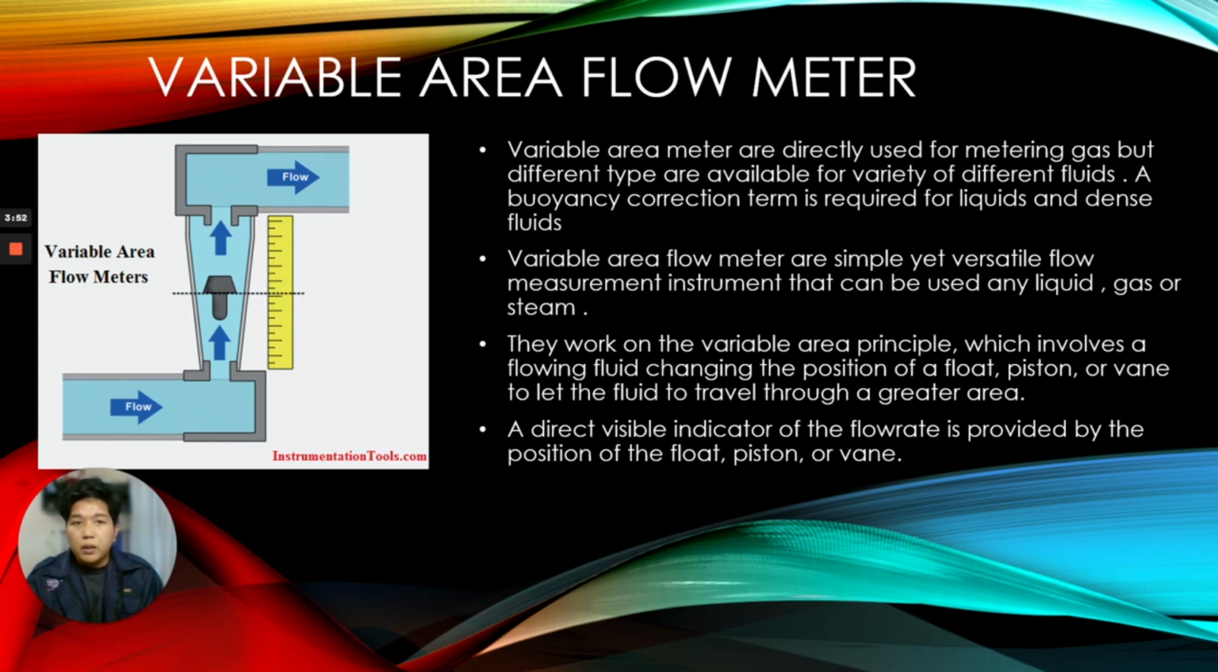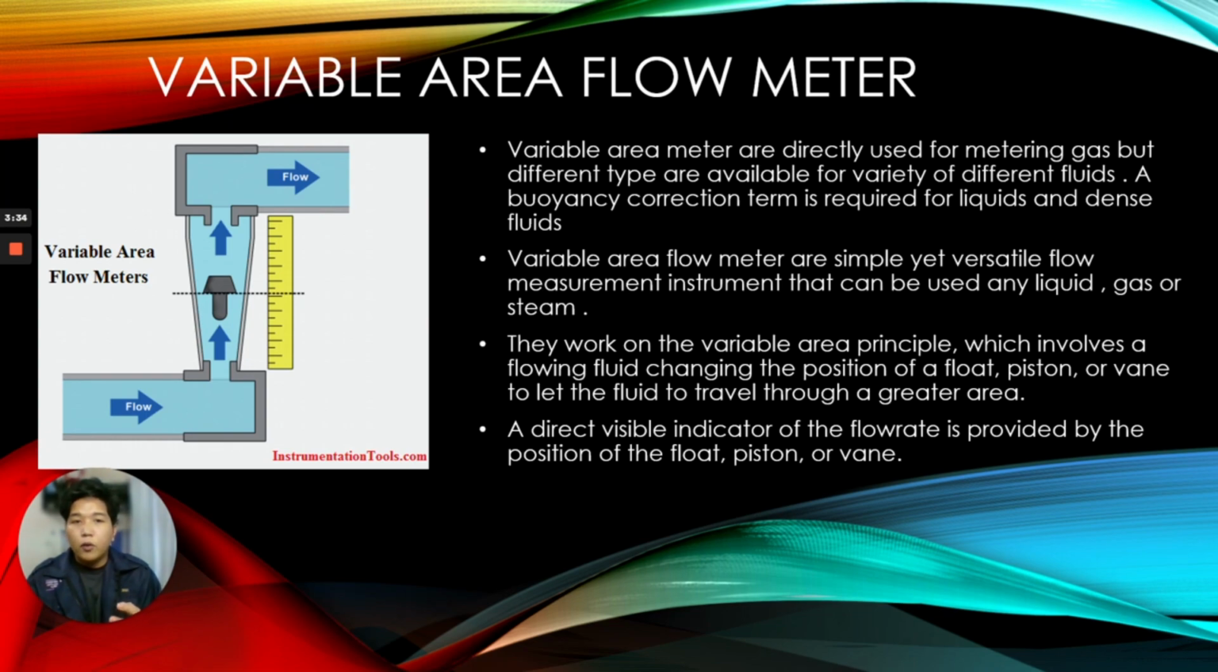Variable area meters are directly used for metering gas, but different types are available for a variety of different fluids. A buoyancy correction term is required for liquids and dense fluids.